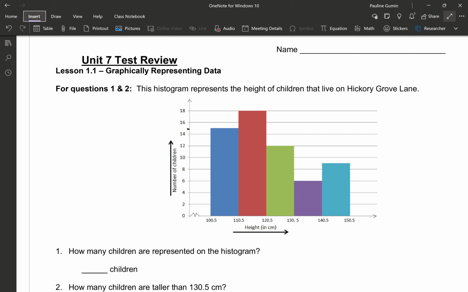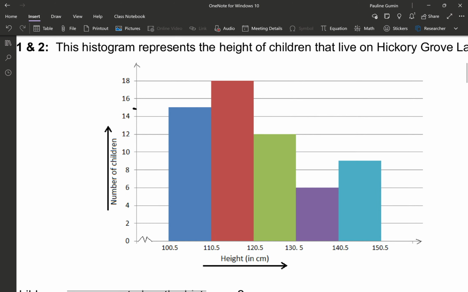For questions 1 and 2, this histogram represents the height of children that live on Hickory Grove Lane. Number 1 asks us, how many children are represented on the histogram? Well, if we take a look at the histogram, the number of children is the height of this histogram. So, let's record the height of each bar, and we'll add them up to see how many children are represented.